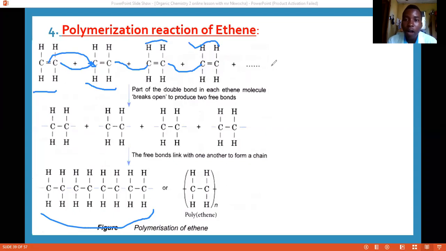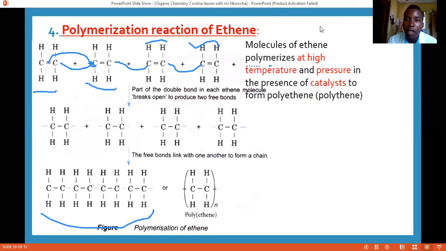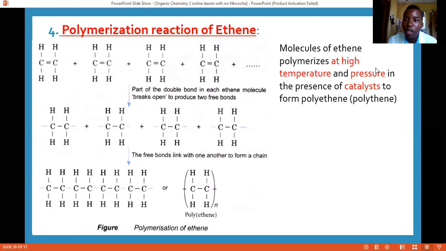I think I have something I still need to show you on this slide. Let me see. Okay, so I think I put the conditions here. Yes, this is why I put the conditions, so that you don't forget. For this, the conditions are high temperature, high pressure, and sometimes the presence of a catalyst. These are three major conditions that you must take note of and remember.